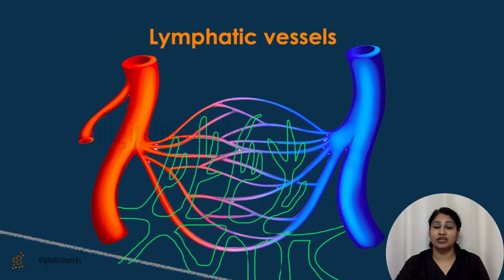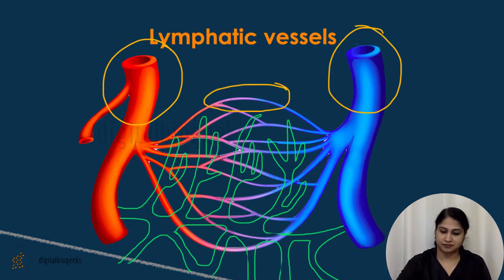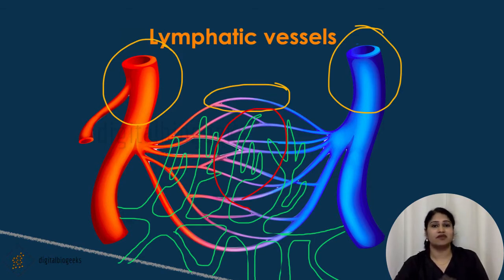Lymph flows through lymphatic vessels and capillaries. They are similar to blood vessels. You can say arteries, veins and blood capillaries. Lymphatic capillaries are slightly bigger than blood capillaries. They are lined by endothelial cells and they are highly permeable. These lymphatic capillaries drain into large lymphatic vessels.